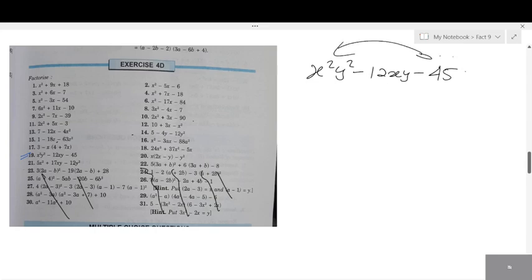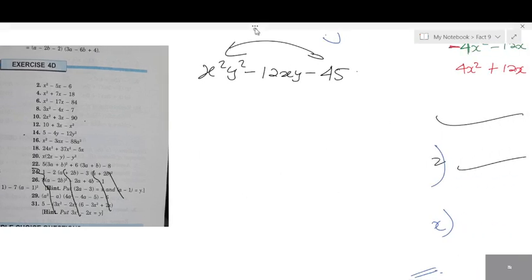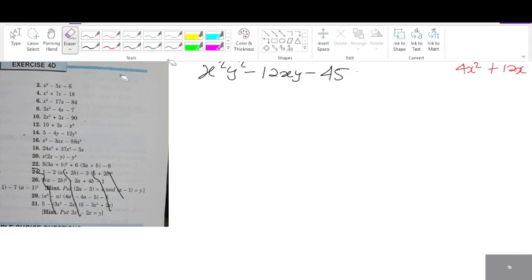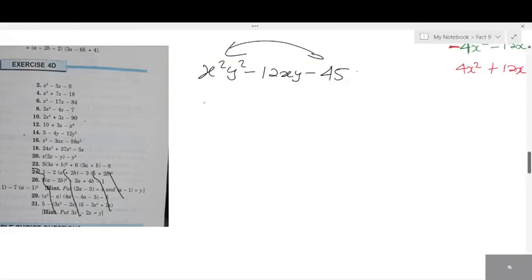Minus 45 x square. See, I'll tell you one more thing, the other way to do it. Stop writing. Look at the screen. Which one remains the same? The first and the last one, right? X square, y square, and minus 45.